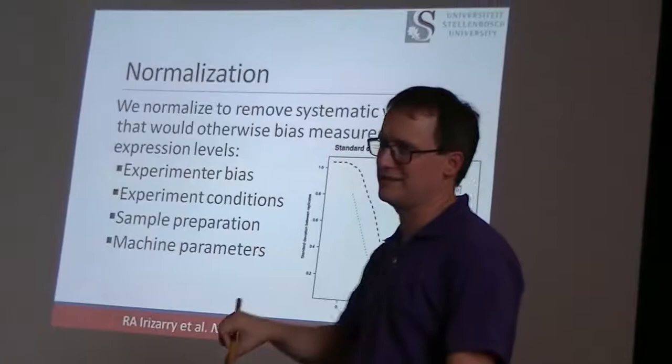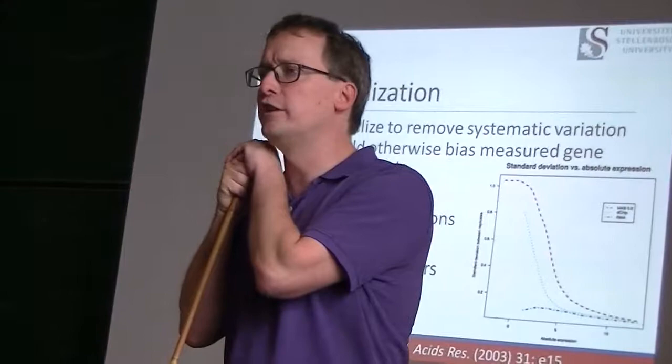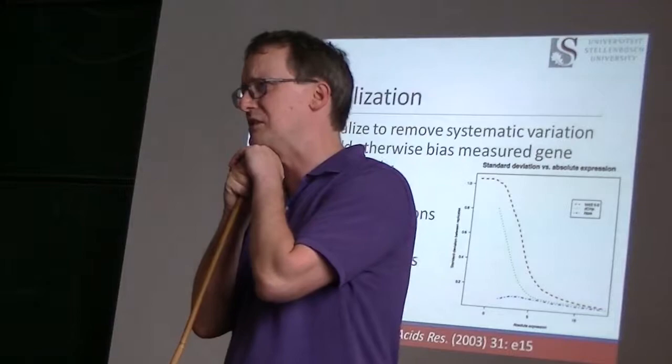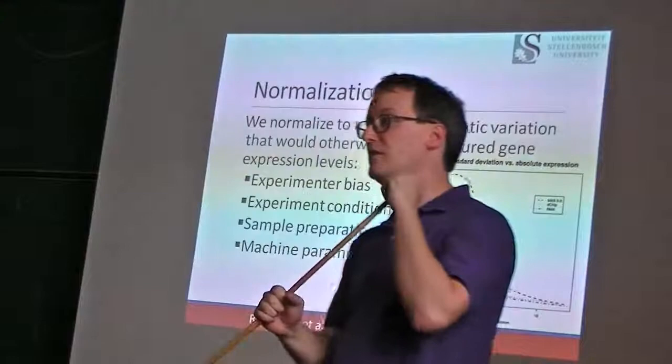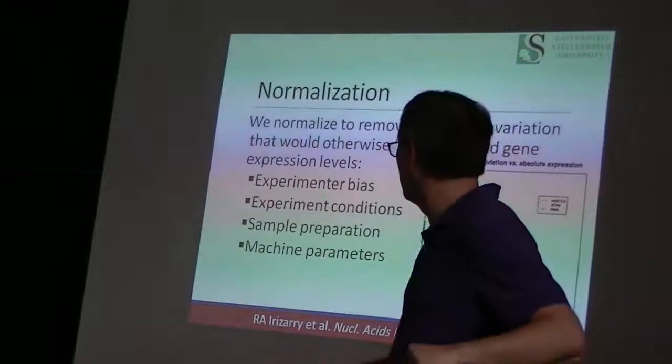Experimenter bias. I talked about the good and noble and amazing principal investigator who put together a biological question just a moment ago. But sometimes investigators are so sure of their hypothesis that they sort of slant their experiments in a way that might favor their results. Being able to deal with that in normalization is challenging. We'll move on to experiment conditions.